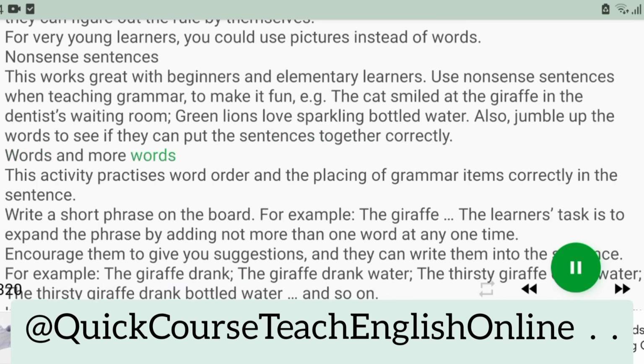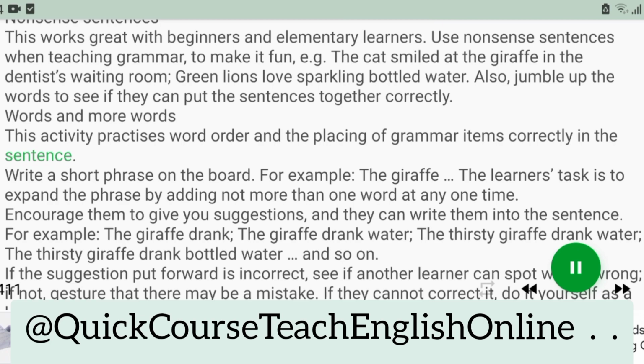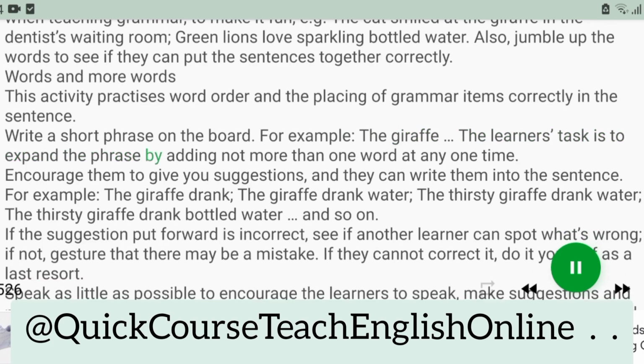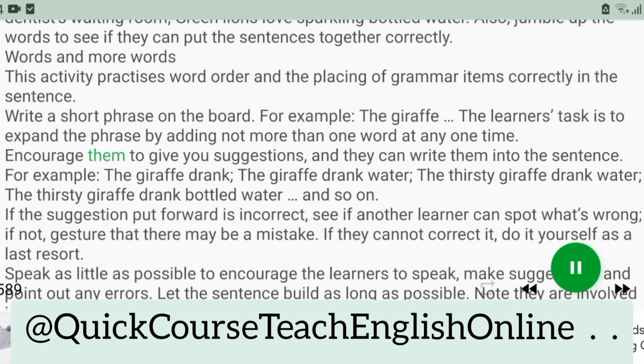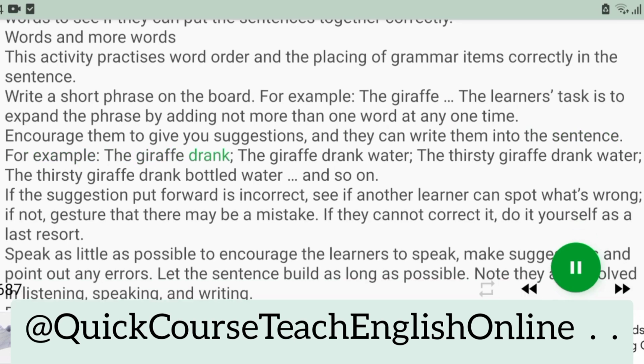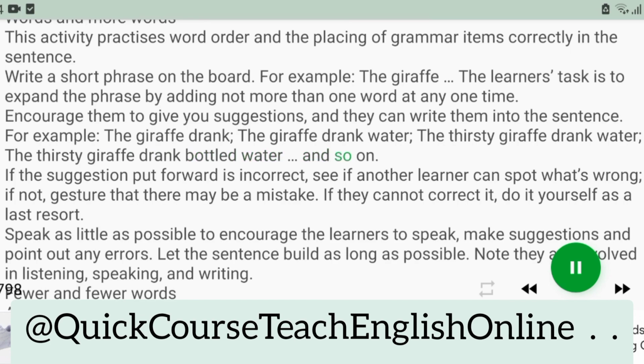Words and more words. This activity practices word order and the placing of grammar items correctly in the sentence. Write a short phrase on the board. For example, the giraffe. The learner's task is to expand the phrase by adding not more than 1 word at any one time. Encourage them to give you suggestions, and they can write them into the sentence. For example, the giraffe drank. The giraffe drank water. The thirsty giraffe drank water. The thirsty giraffe drank bottled water, and so on.